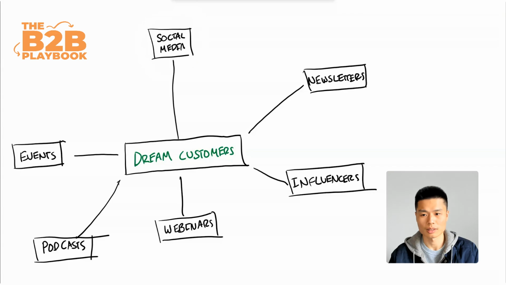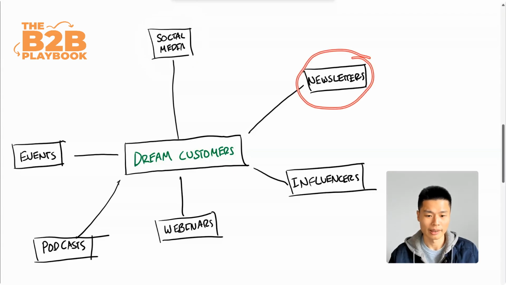You can also include things like newsletters that we mentioned just now. Which are the relevant ones that people in a particular ICP tend to subscribe to and actually trust?